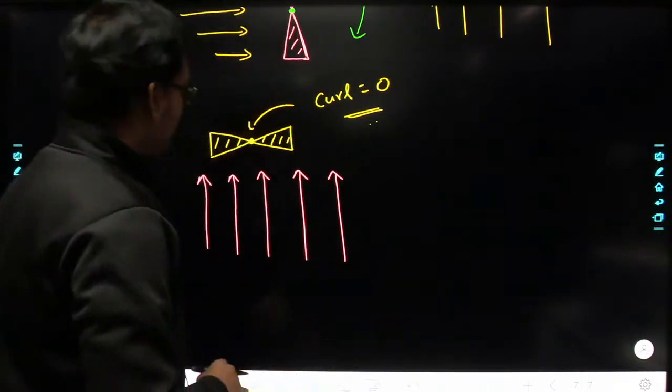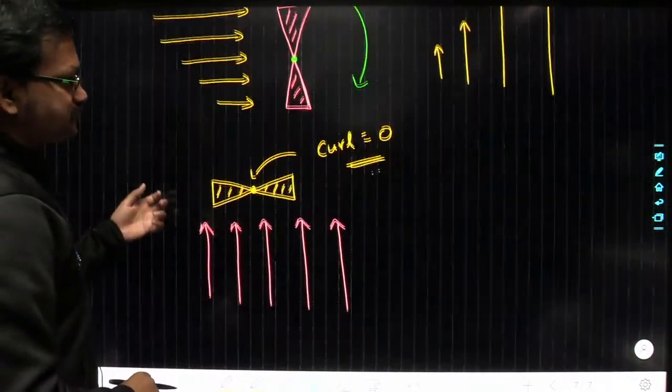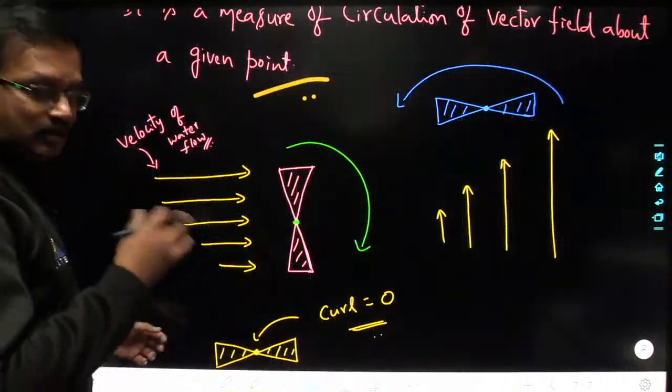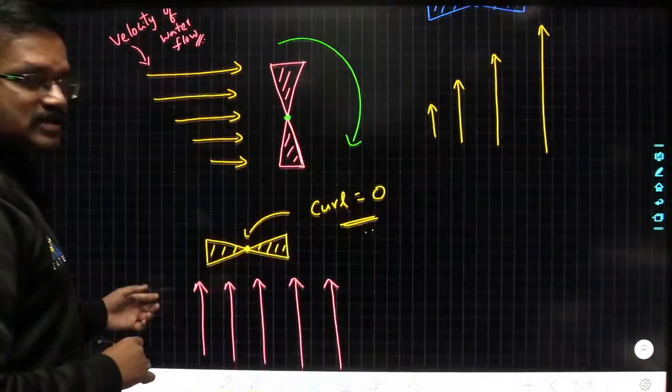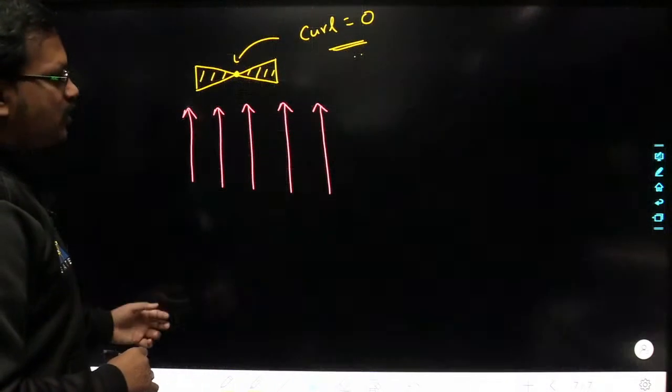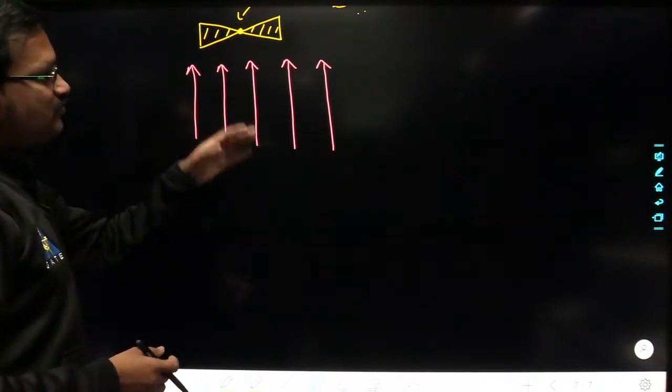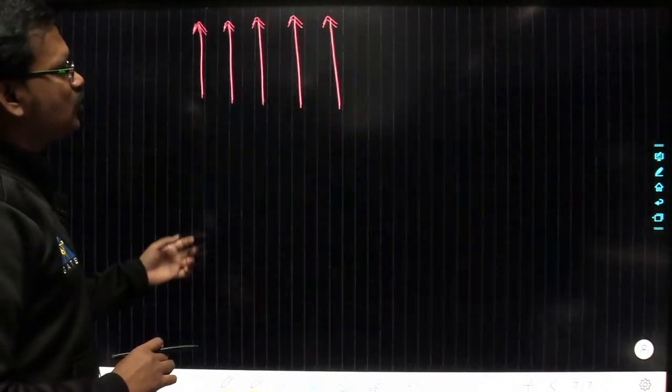Right? Okay. I have given an in-depth analysis of circulation and curl in the EMT playlist already, which is available in our channel here. That's why here I am just briefly explaining with a few examples. That's it. Okay. So now see here.